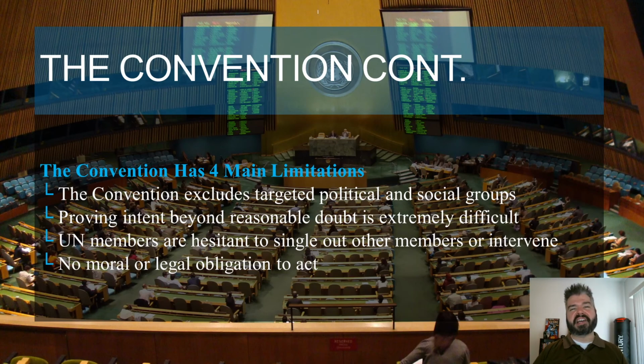But UN members are hesitant to single out other members or to even intervene. And we've seen this time and time again, right? We saw this with the Cambodian genocide in the 1970s, the 1980s Guatemala genocide, the 1994 genocide in Rwanda, the 2016 genocide of the Yazidis. We have the Uyghur genocide happening in China. Oh yeah, cannot forget the Darfur genocide in 2004 to present day. I mean, we have cases and cases and cases of it, and the UN just, it's reluctant, right?